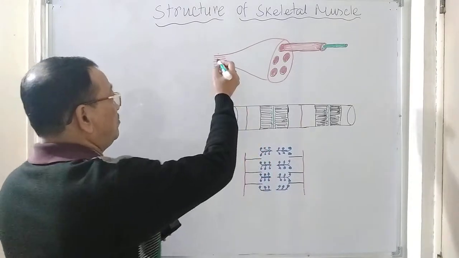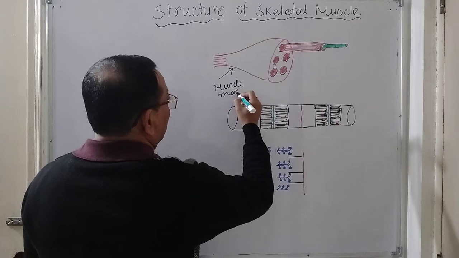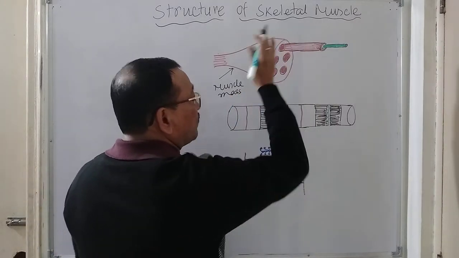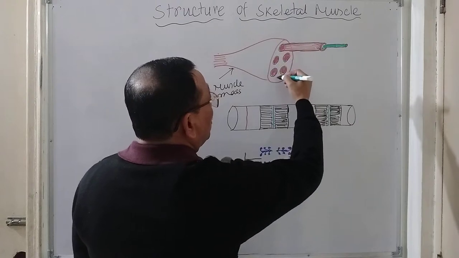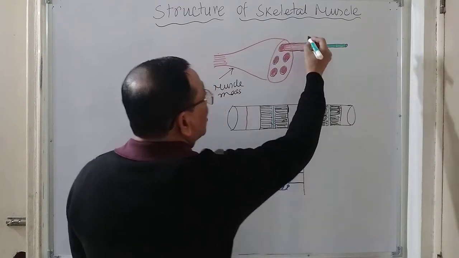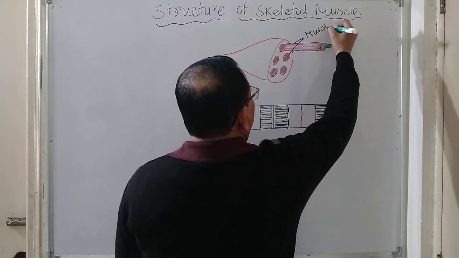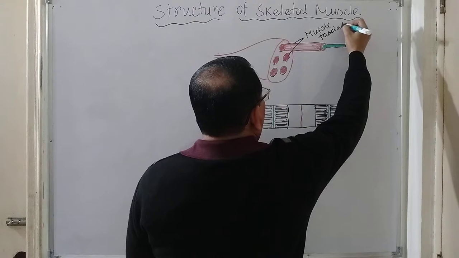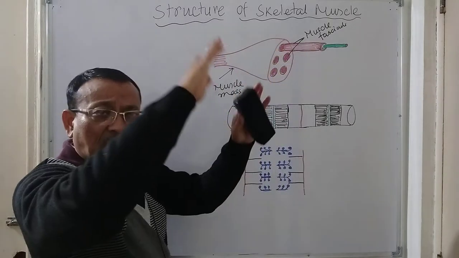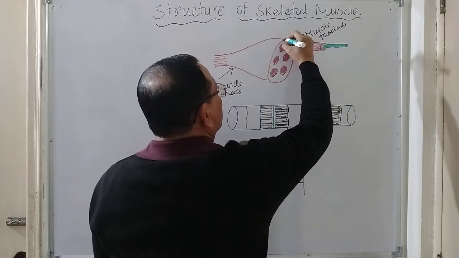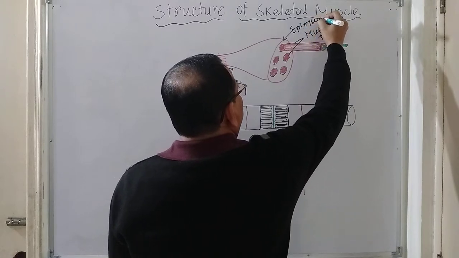So here you see, this is the muscle mass. Now, if a cross section is done on the muscle mass, we will see that it is comprised of a large number of muscle bundles. These are all the muscle bundles, which are known as muscle fasciculi. So the muscle mass is a collection of numerous muscle fasciculi which are covered by a connective tissue sheath that is known as epimysium.